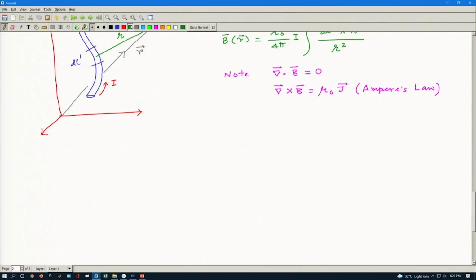So, in comparison, in electrostatics, if I write here, the divergence of E, that was the Gauss's law, was rho by epsilon naught, and the curl of E was 0. That was the electrostatic thing, and this is the magnetostatic thing. So, you should just note that here.